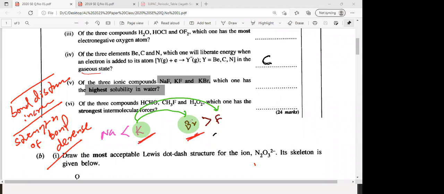So therefore KBr, when K and Br are combined, because both are larger: if you take Br and F, Br is larger. When you take Na and K, K is larger. Therefore the answer will be KBr.